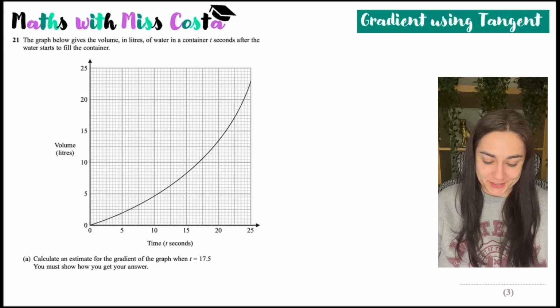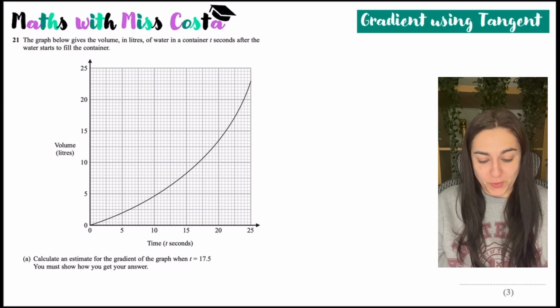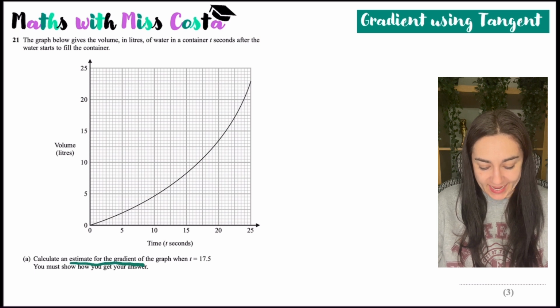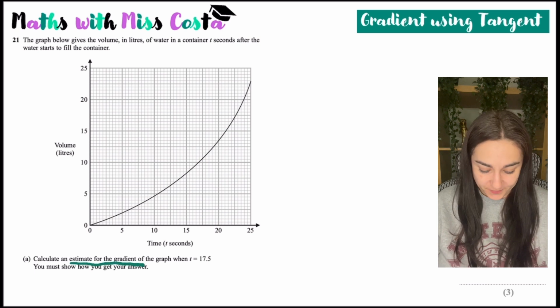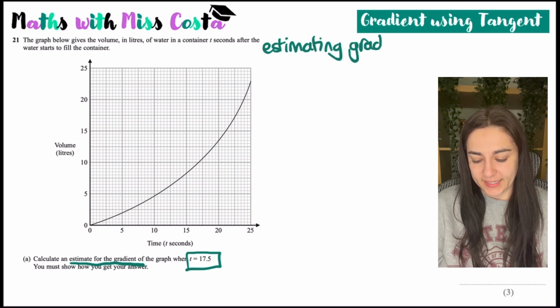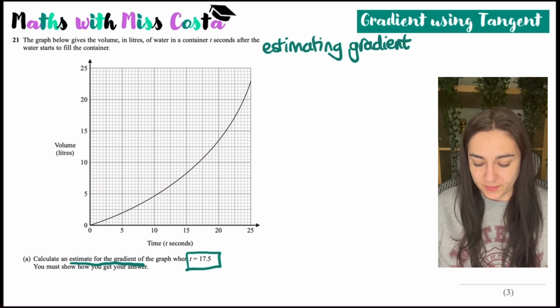Okay, so in this question, I am being shown a graph which shows the volume of water in a container. And I'm being asked to calculate an estimate for the gradient of the graph when t is 17.5. So whenever you are estimating a gradient, and the reason you would do this is because you don't have a straight line, you have a graph that has a curve. Whenever you are estimating a gradient, what you want to do is use a tangent to the curve.